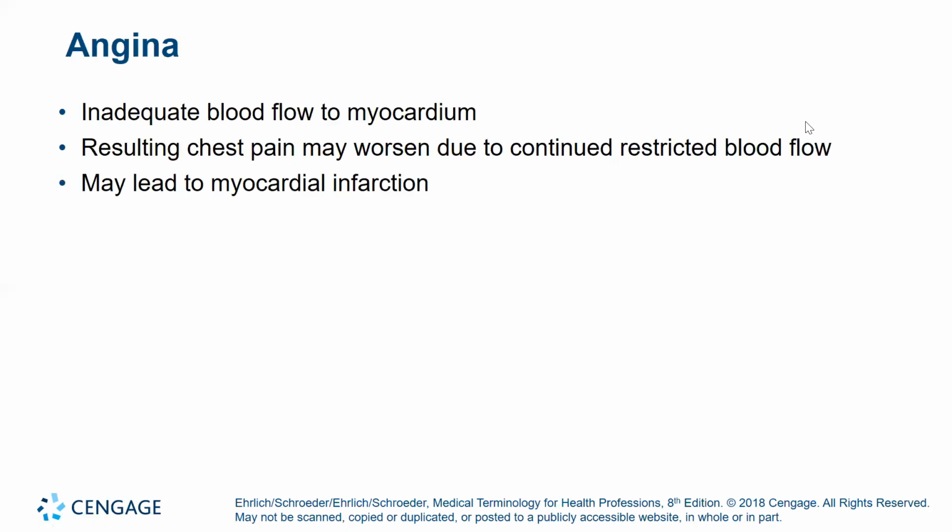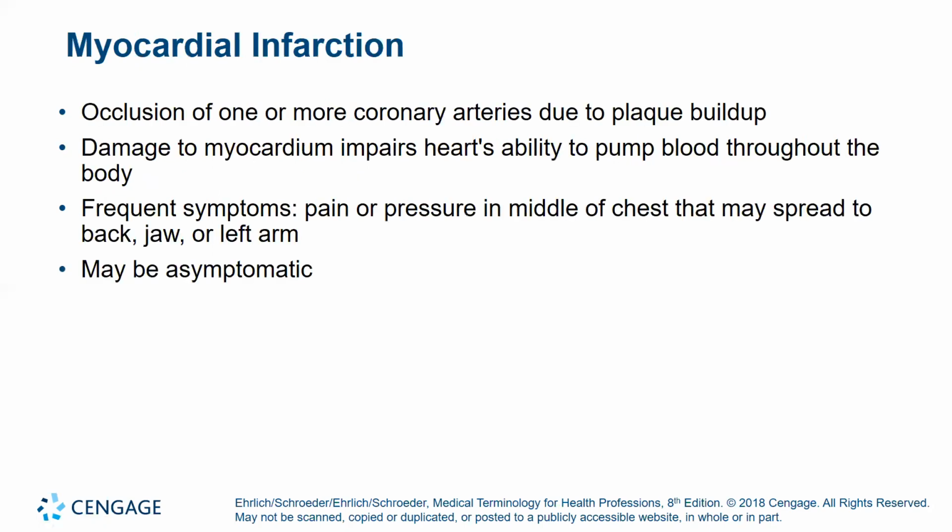Angina, also known as angina pectoris, is inadequate blood flow to the myocardium and may lead to a myocardial infarction. Myocardial infarction is an occlusion of one or more coronary arteries due to plaque buildup. Damage to the myocardium impairs the heart's ability to pump blood throughout the body. Frequent symptoms if you're having an MI are pain or pressure in the middle of the chest. It may spread to the back, jaw, or left arm, and it may also be asymptomatic. It is also known as a heart attack.